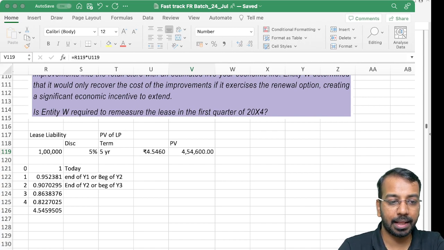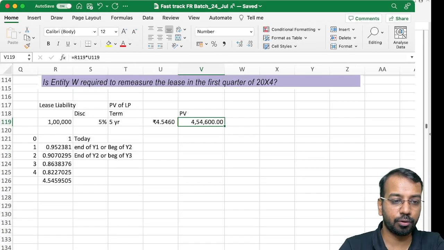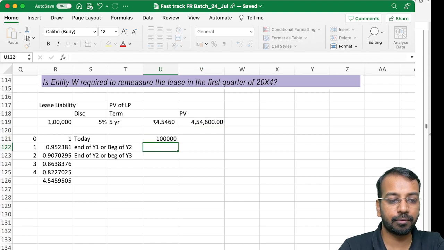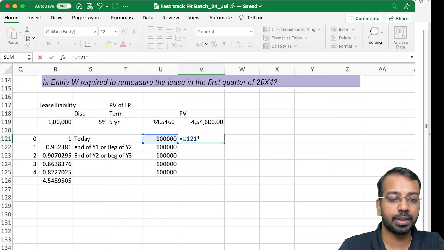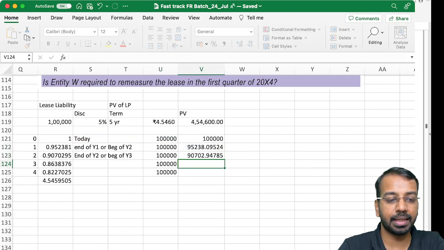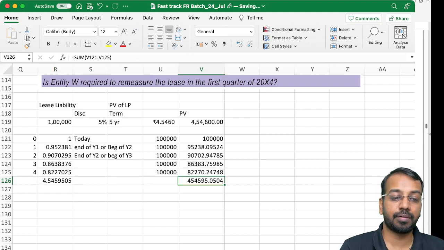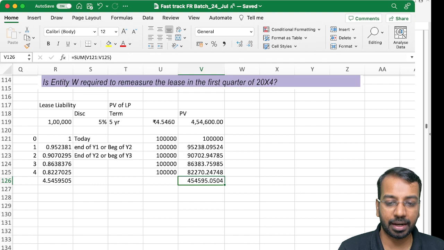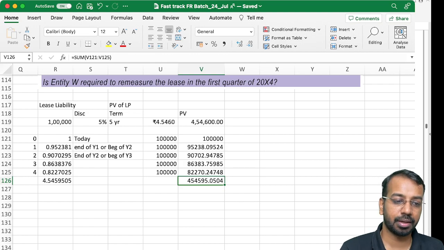Sir, in the examination, can we do it year by year? Yes, you can absolutely do that. You can take 100,000 here, then year 2, 3, 4, 5, and then you can do 100,000 into 1 and so on, and then calculate the total. You'll get the same answer. For calculation of present value of lease liability, especially when there is an annuity payment, you don't need to work it out in detail. You can directly do an annuity factor calculation and you can get the number.